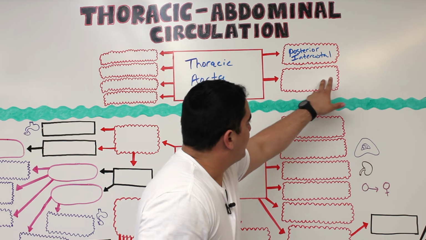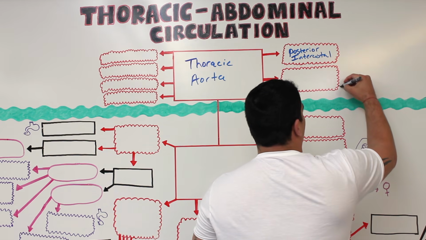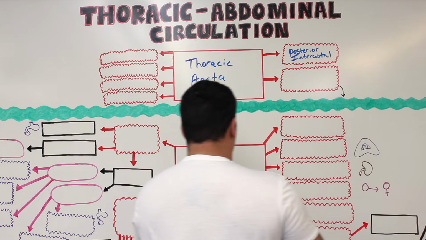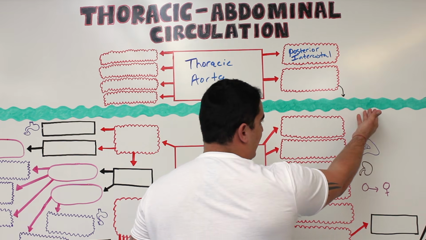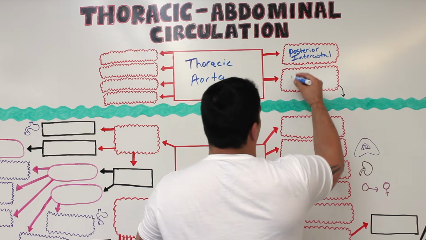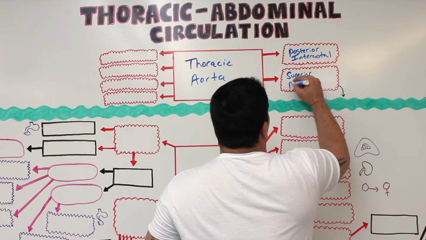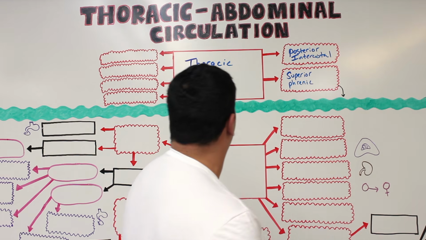Also, we have a vessel that can give a branch right here to the diaphragm and supply the muscles there. This would be called a phrenic artery. So it supplies the diaphragm, but it's above the diaphragm, so we call it the superior phrenic artery. Okay, so there's our superior phrenic.